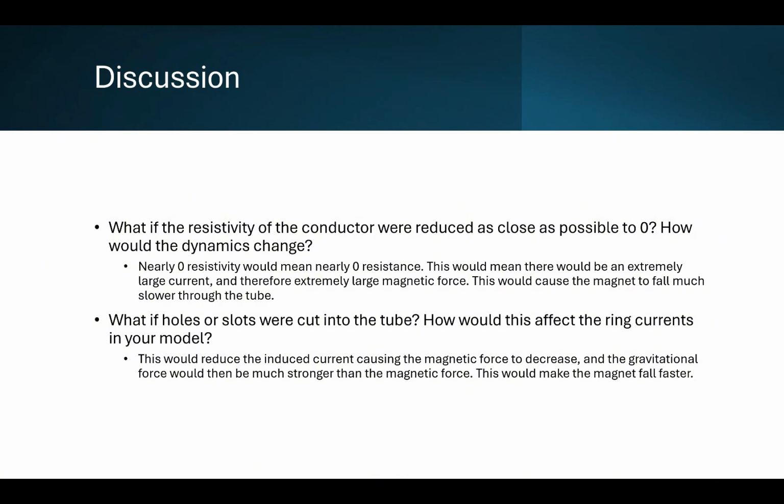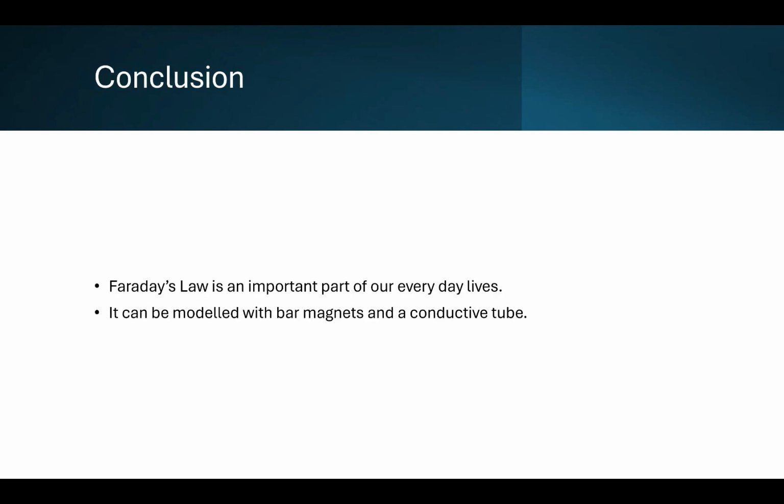And if there are holes or slots cut into the tube, this would reduce the induced current, causing the magnetic force to decrease. And the gravitational force would then be much stronger than the magnetic force. This would make the magnet fall faster.